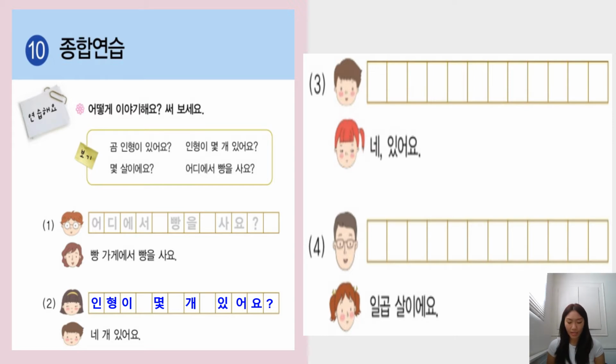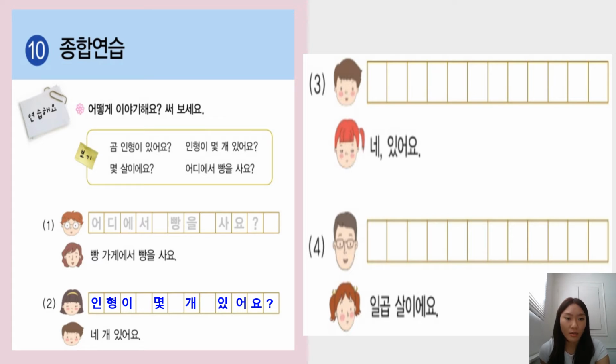Okay, let's do number 3. The answer is 네, 있어요. Now this is different than 4개 있어요. This is just 네, 있어요. That means yes, I have it. So it's not a quantity question. It's more like a yes or no question. Do you have it or not? And the answer is yes, I have it. So what question can produce an answer as yes, I have it?